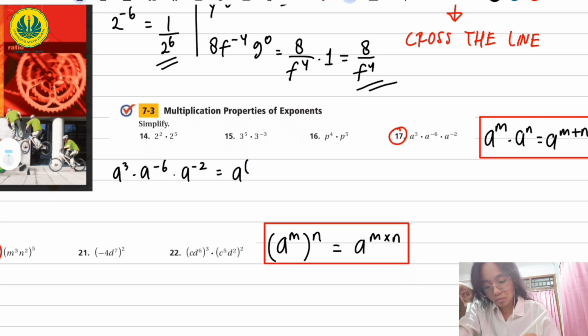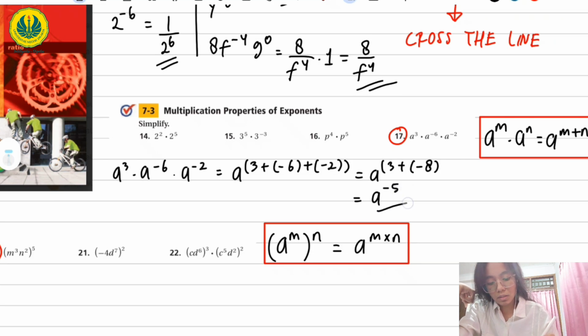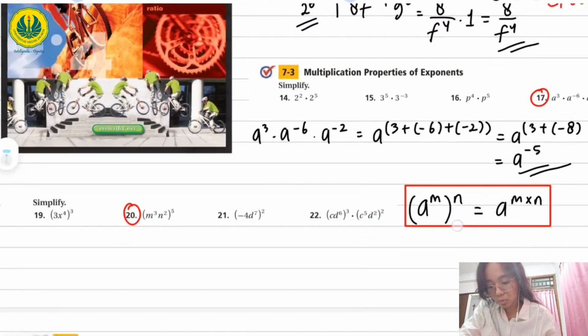So we can write it like this: 3 plus negative 6 plus negative 2. And then we get 3 plus negative 8, since 6 plus 2 is 8, and the result is going to be minus 5. Just like that.